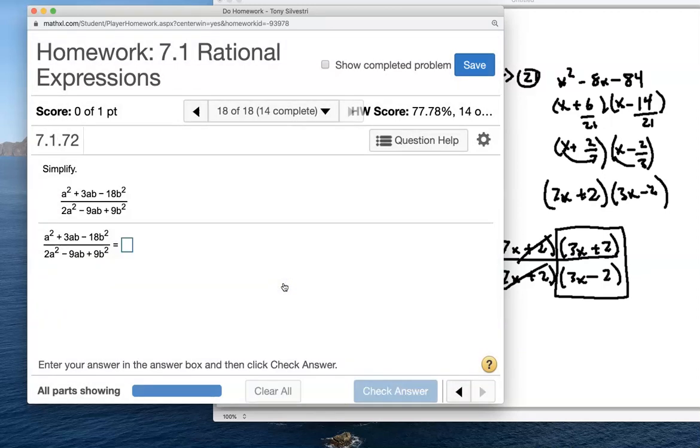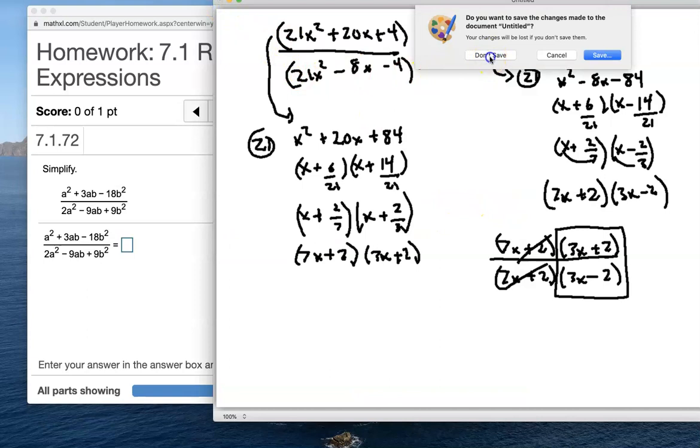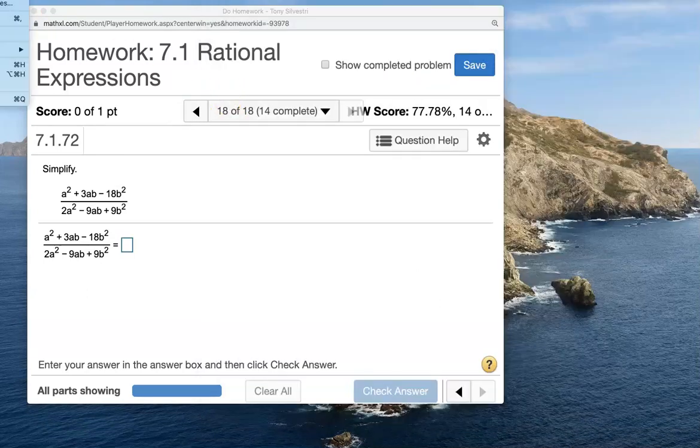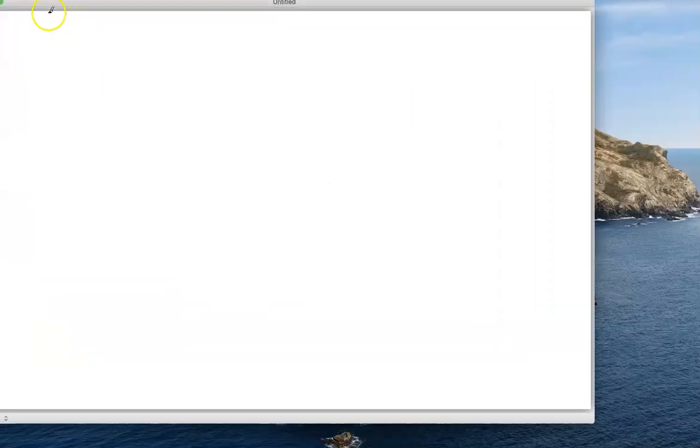And the last one. Okay, this looks intense. It looks scary, but the bottom line is it's a double variable problem. Forget the second variable and factor it. Let's see what you get. Don't save. File, new.